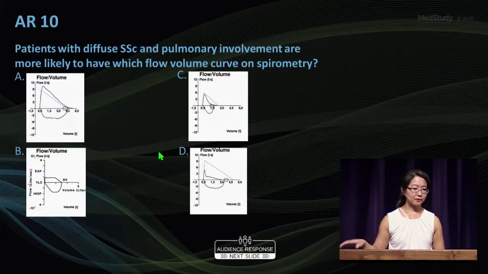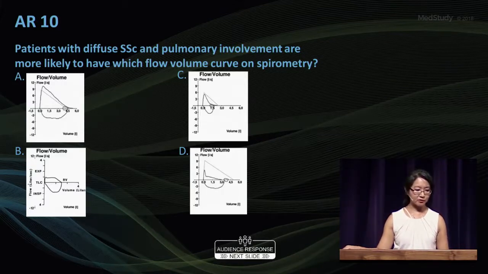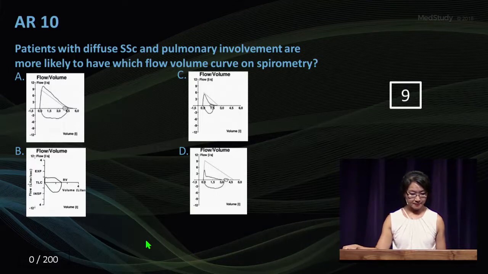So I'm going to give you this next question. Patients with diffuse systemic sclerosis and pulmonary involvement are more likely to have which flow volume curve on the spirometry? Is it A, B, C, or D? Your answer, please.